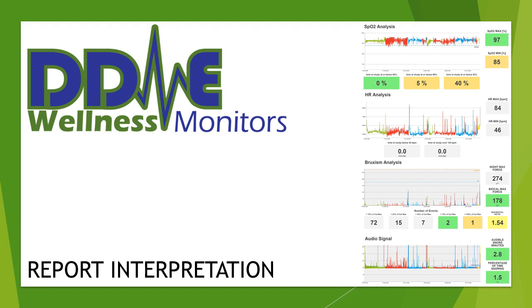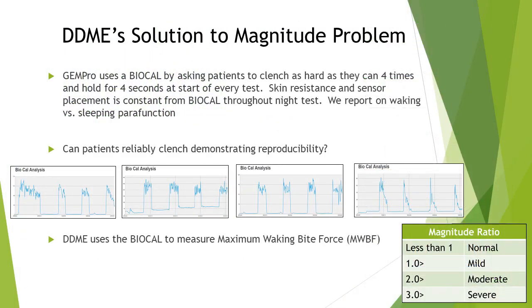Okay, let's talk about the EMG signal. The GEM Pro delivers information both on frequency and magnitude. What's interesting about the magnitude is we do not have any type of pressure sensor in there. So people wonder, how can you tell how strong the clench is? This is how. We do a biocal before you go to sleep, and in that biocal, the tablet will ask the patient, bite down as hard as you can and relax.